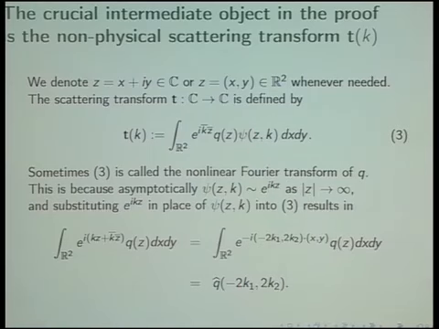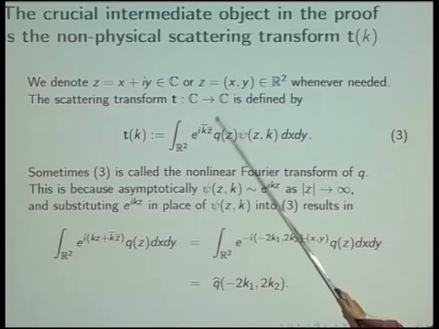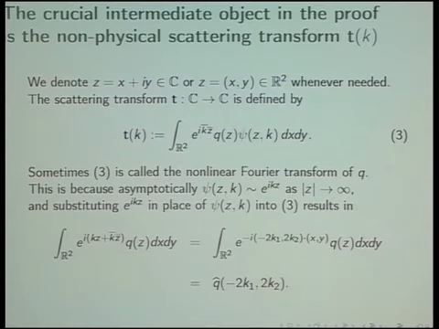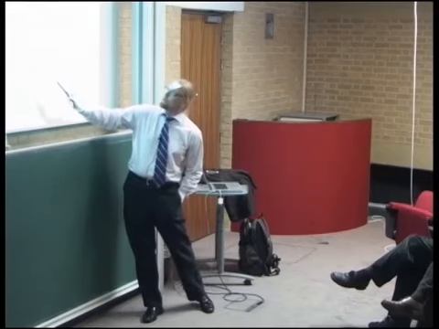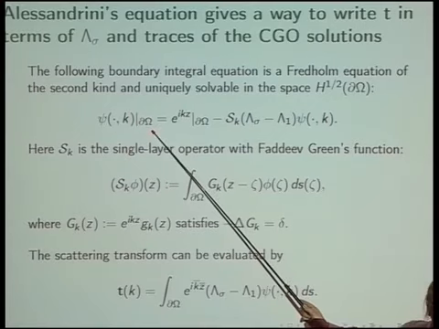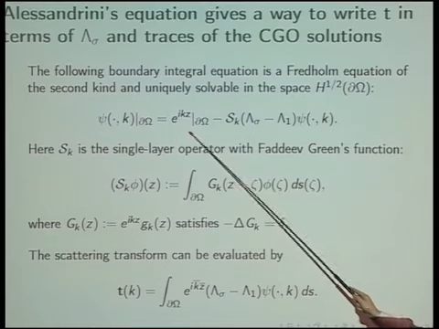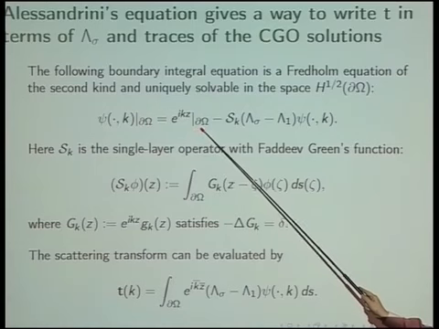So this is the crucial object, and bear in mind, it's just a function from the complex plane to the complex plane, defined in this way. And now how to use it for electrical impedance imaging. Nachman showed that the traces of the complex geometric optics solutions satisfy a boundary integral equation like this. So this is something explicit, restriction of this to the boundary.